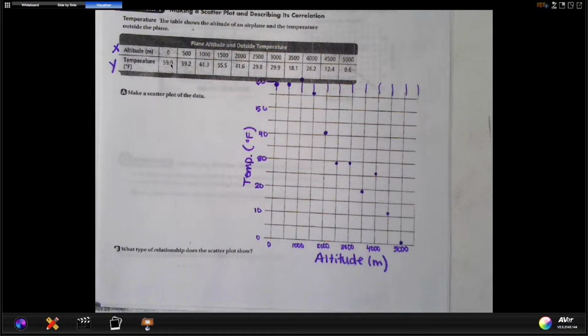Okay, and so that's important knowledge for pilots, for engineers of airplanes. They have to put in safety features on airplanes so they don't freeze. So this is a scatter plot of the data.